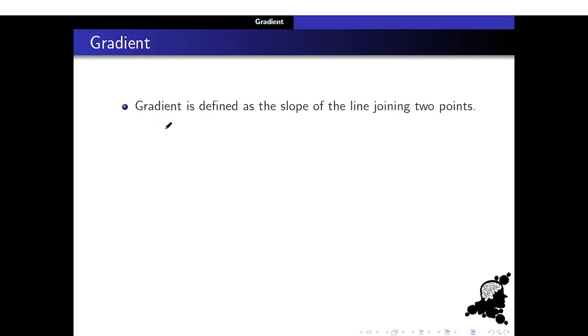Now, the gradient is defined as the slope of the line joining 2 points. So basically, if you have a straight line, the gradient would be the slope. Slope can also be the steepness of the line. So by looking at the slope of the gradient, we're talking about how steep the line is, straight line. I hope that makes sense.